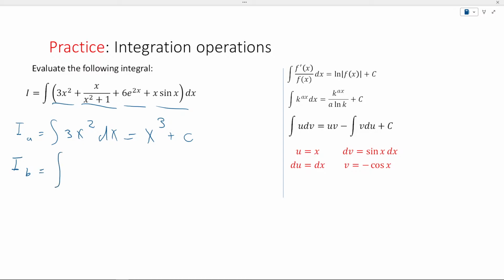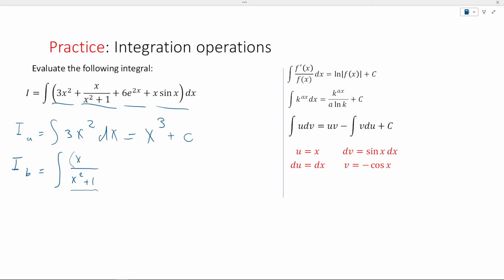In this second part, I have the integration of x divided by x squared plus 1. Does this ring a bell? Does this look like something similar? Again, when you see something like this, you shouldn't say, I don't know what this is. No, this should ring a bell, because this is a function and this is something like its derivative.